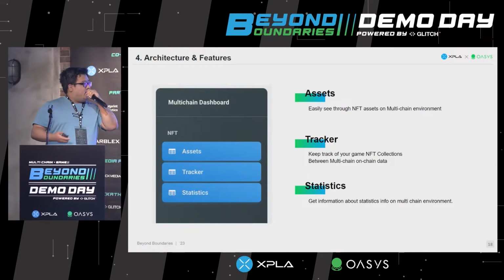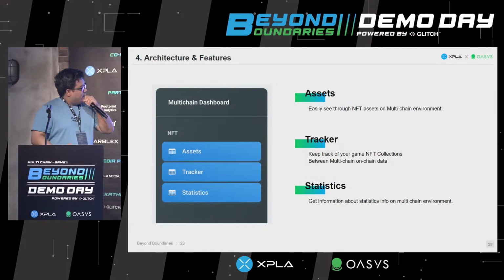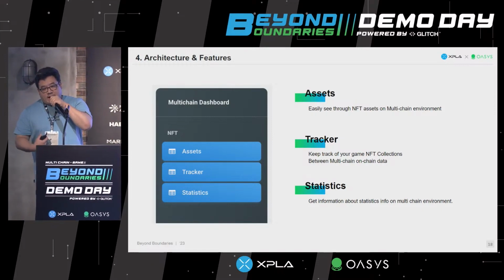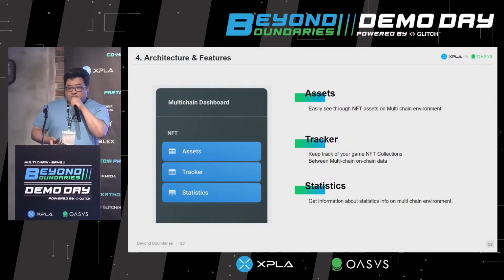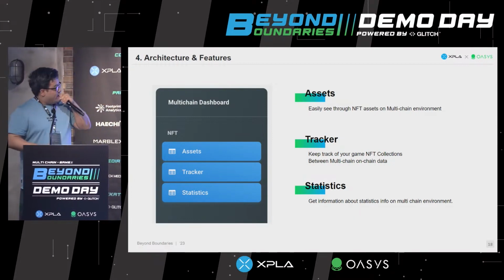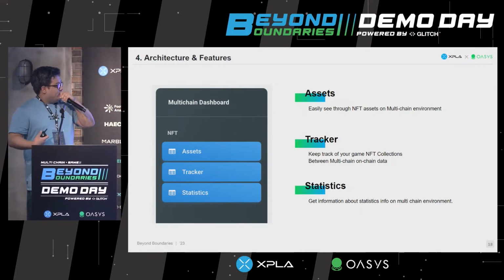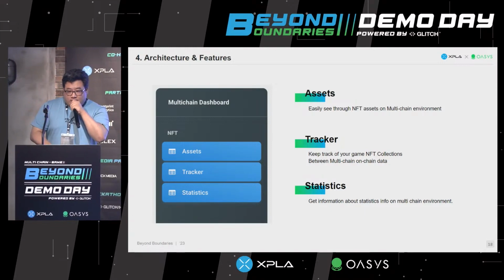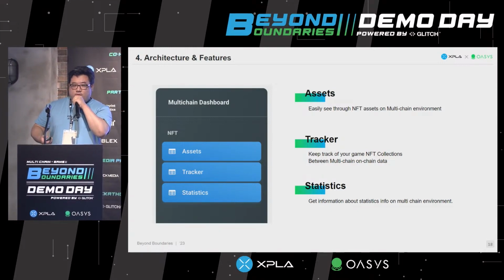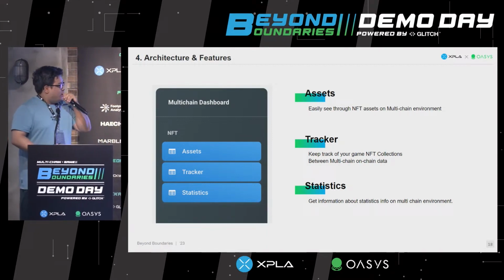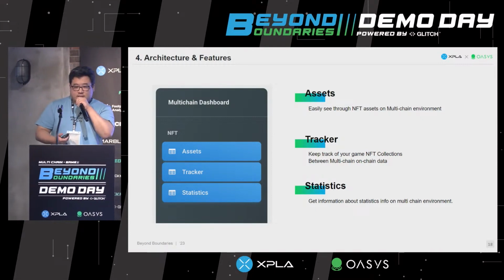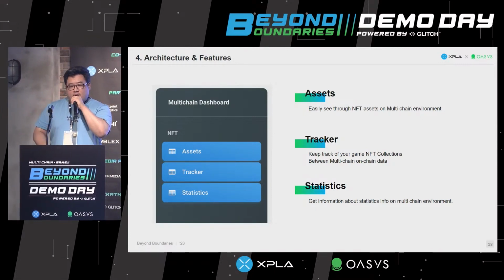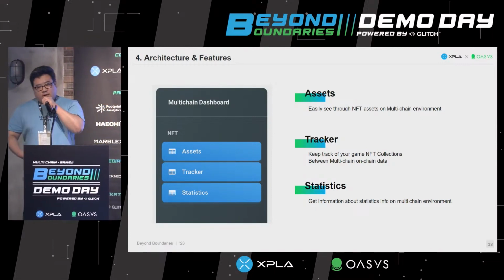So it consists of 3 systems. First is assets. You can easily see NFT assets on multi-chain environments. So even non-developers can easily take a look at the assets. And second is tracker. So if you have an NFT collection, then you would like to track it. You would like to know how many NFTs are minted and how many users are using it. So yeah, there should be a tracker. And in all the gaming systems, when deciding the game data, you have to have the statistics. So we have these 3 things.